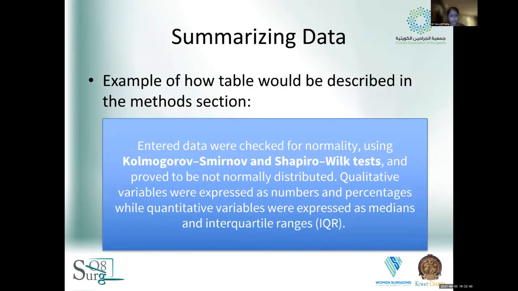So if you were gonna describe this table in the methods section, you would say something like this. The data were checked for normality using the Kolmogorov-Smirnov and Shapiro-Wilk tests. They were not normally distributed, so qualitative or categorical variables were expressed as numbers and percentages, and quantitative variables were expressed in medians and interquartile ranges. Sure, you can summarize it better, but basically this is how it would look.